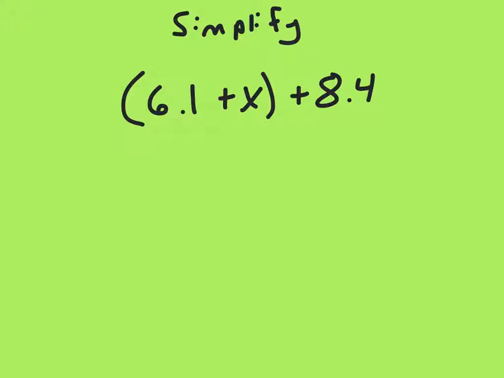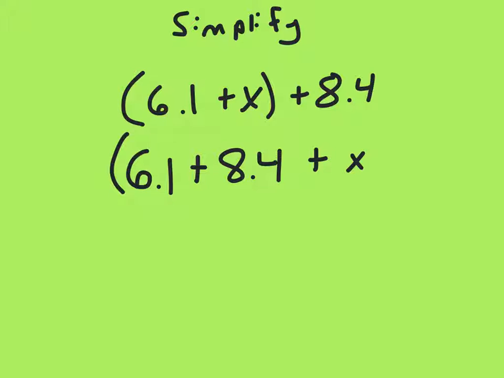On example letter B, I'm going to use the commutative property of addition, and I'm going to change the order so that I can group what I can add together. I'm going to keep 6.1 where it is, but then I'm going to switch the x and the 8.4. And remember, I can do this because we just went through the properties, and it doesn't matter what order we add any numbers in, as long as we're adding them, we'll get the same answer. So I'm going to switch the 8.4 and the x, and then I'm going to add the 8.4 and the 6.1 together.